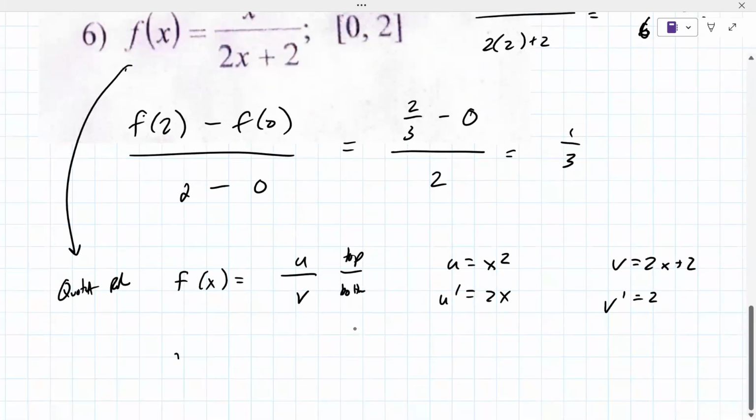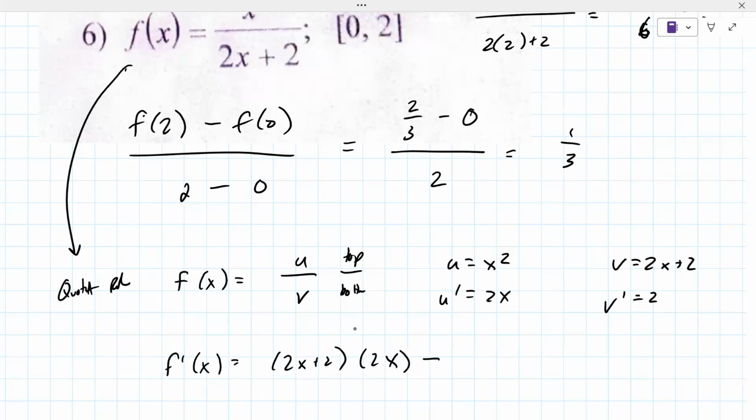And so the derivative is, whether using U and V or F and G or whatever else you're using, the bottom times the derivative of the top minus the top times the derivative of the bottom, over the bottom squared, like that.